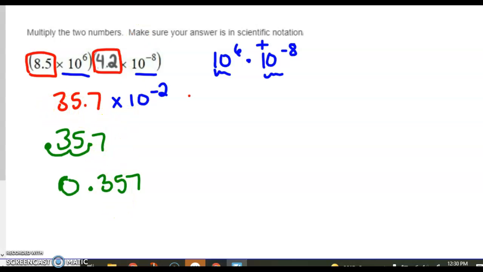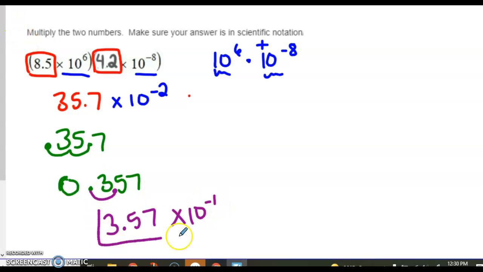But if they want the answer in scientific notation, then just remember that you want the decimal to be after the first number. So I'm going to move it back one. So 3.57 times 10, and I moved it one time, so it would be times 10 to the -1.